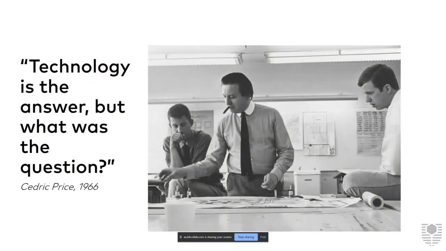I also think about a couple of key statements and key people that help to frame and assist me in thinking about things. So Cedric Price, an architect who some of you may know, who was very adept at combining the cutting edge technology of the day with his architectural practice, mostly in speculative ways, but in very grounded ways as well. He said, technology is the answer, but what was the question?